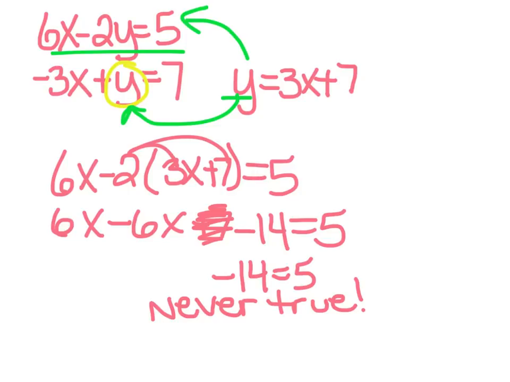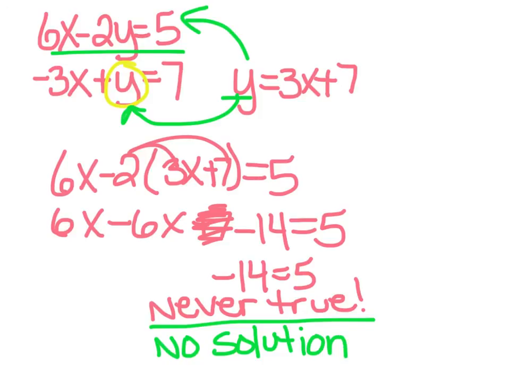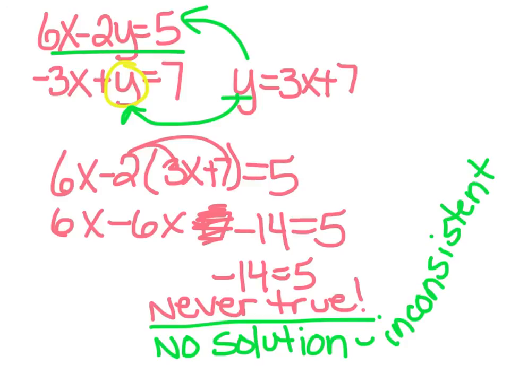So when you come across something that's never true, that means you can't solve for x. It's not going to work. There is no solution. When you come up with something that is never true, you know your answer is no solution. And if you're asked to classify that, that is inconsistent. I'm getting real professional with my writing here today.